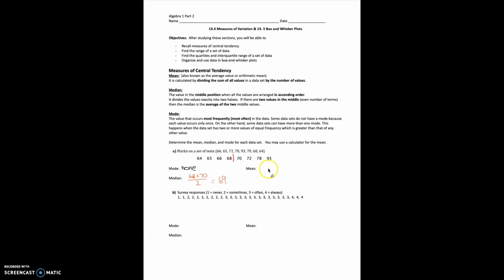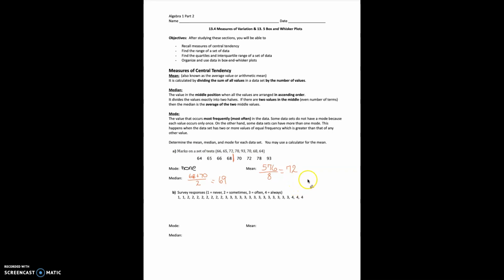And then the mean, we're going to simply add all of these up. And Mrs. Holt's magic calculator did it for us. It's 576. And then how many values were there again? Well, there are 8 values to start with. So 576 divided by 8 is 72. So that's our mean. That's the average.